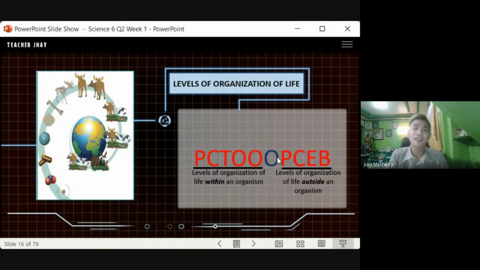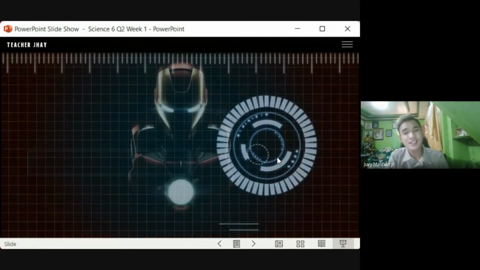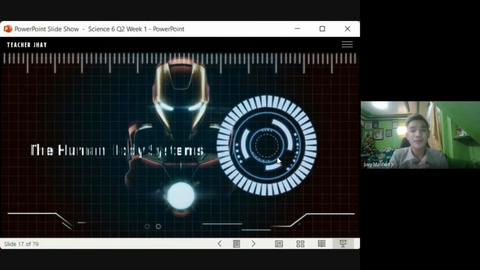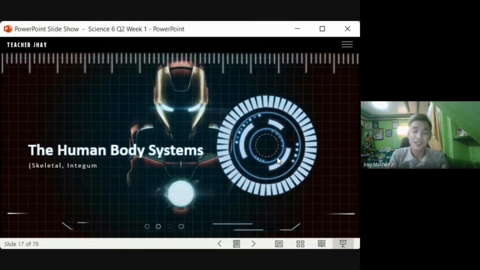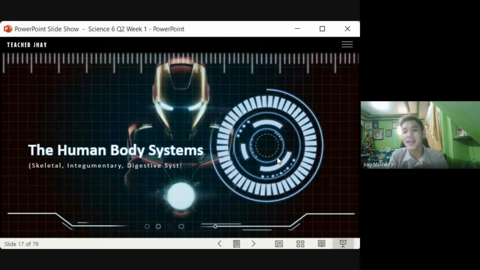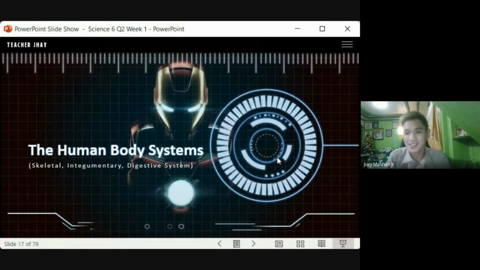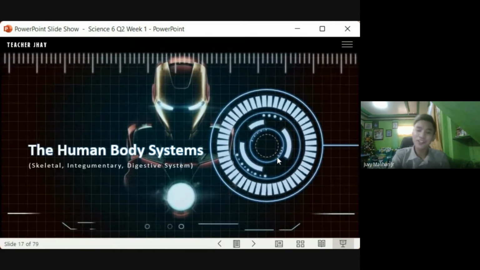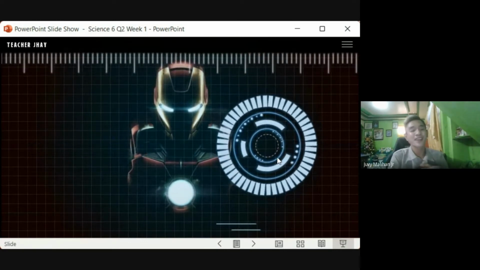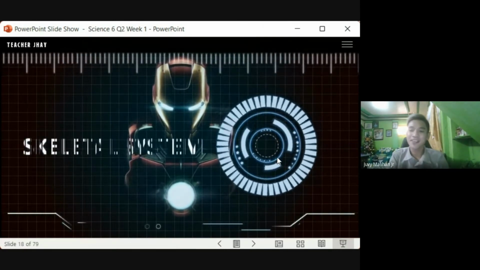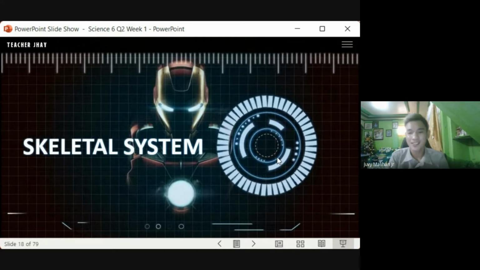Okay, so don't forget the acronym for the levels of organization of life, that is PCTOOOPCEB. Okay, so this morning class, we are going to focus on the different systems of the human body, such as skeletal system, integumentary system, and digestive system. Okay, so first we have the first system, that is the skeletal system.